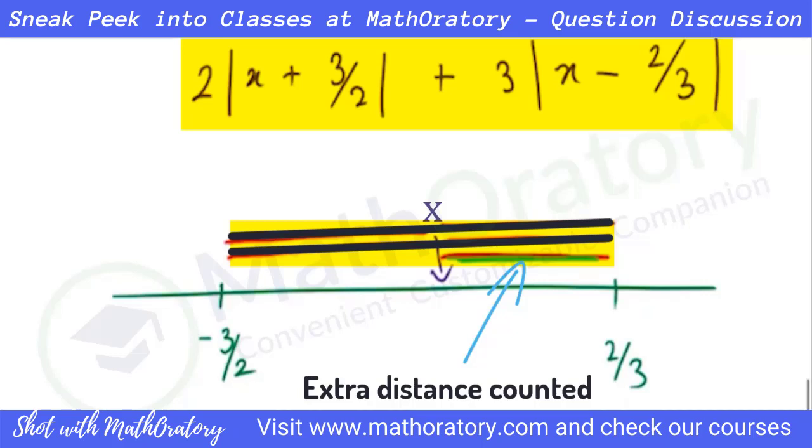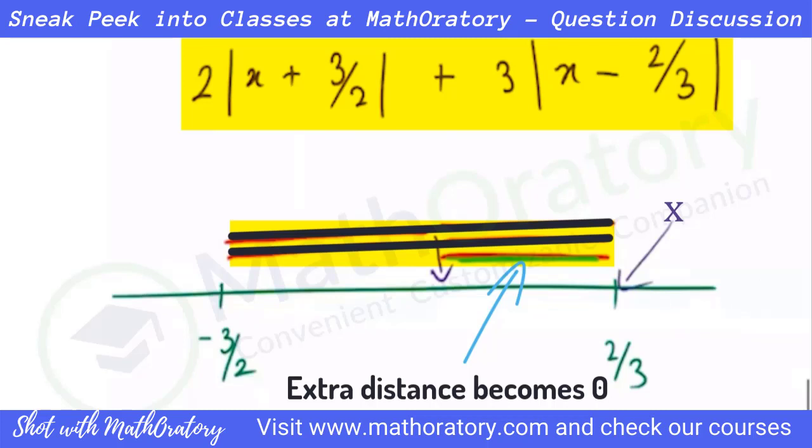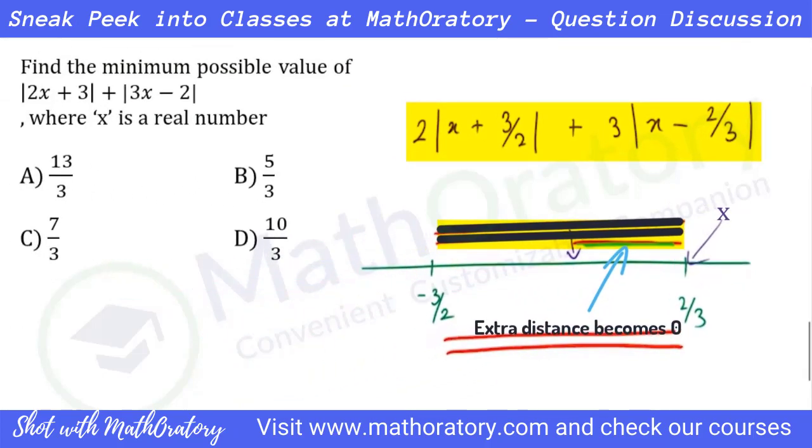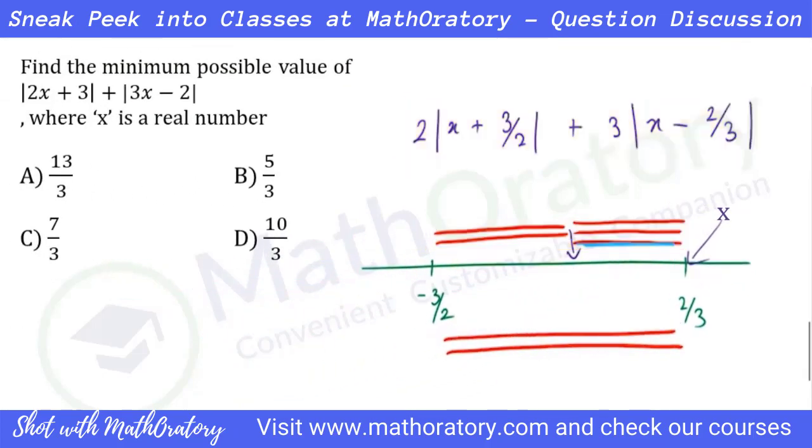The way we can minimize this distance is by placing x on 2 by 3. If we place it on 2 by 3, then the entire distance between 2 by 3 and minus 3 by 2 gets counted twice, and that's it. So how to figure that out without doing this thing completely is simple: you observe the coefficients here, because the coefficients are determining how many times the distances are getting counted, right?